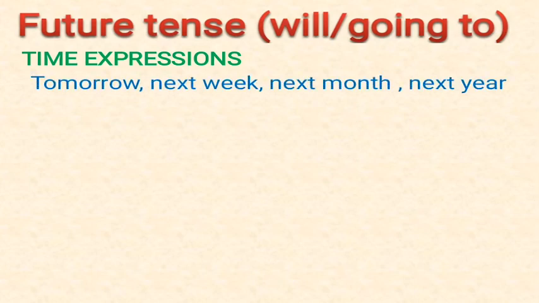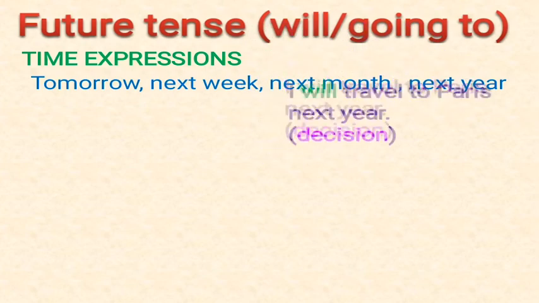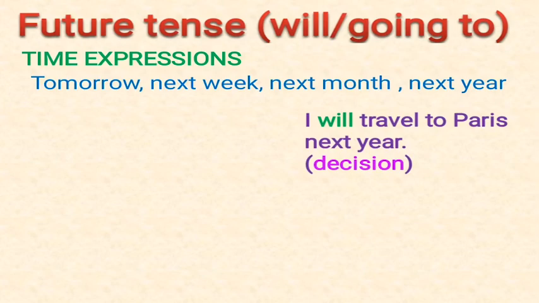As we have learned, future tense is expressed using will and going to, and there are certain time expressions which help in making it clear that we are talking about the future tense. For example, tomorrow, next week, next month, next year, all these time expressions show that we are talking about the future time. Now, I will travel to Paris next year.